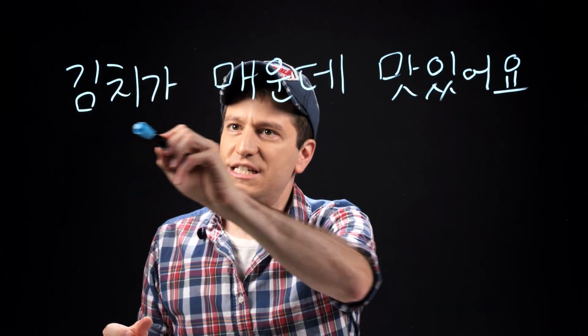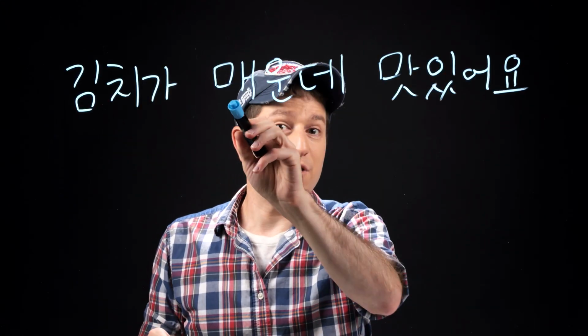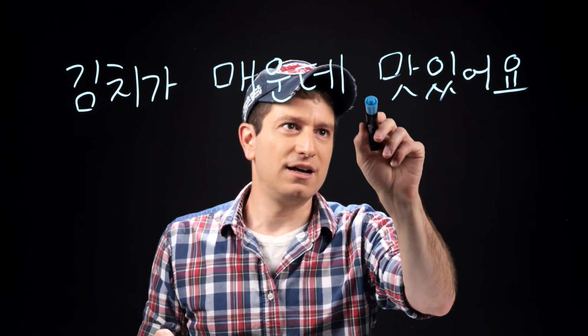So the 대 form, I said, can be used in place of either the 고 or the 지만 form. It also has a softer sound and it tends to sound a bit more natural in regular conversation. So let me give you an example that we started with. 김치가 매운데, from 맵다 to be spicy like before, 맛있어요.